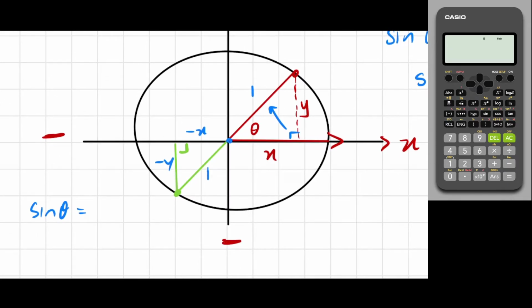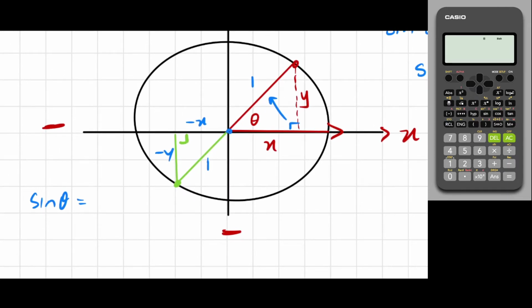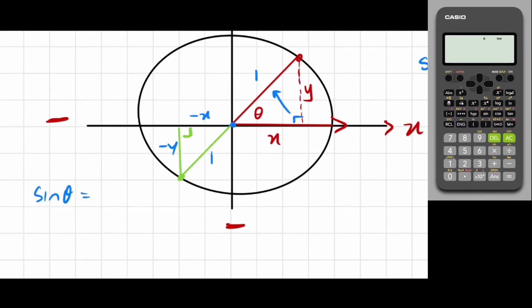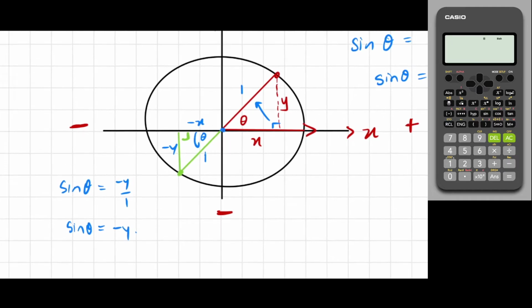So sine for this particular circle, let's do it how we normally would. Now, our angle is always measured from the x-axis. We never use this one down here, we always use the one measured from the x-axis. And it's opposite, so negative y over 1. So sine theta, in this case, is equal to negative y. So that's funny.